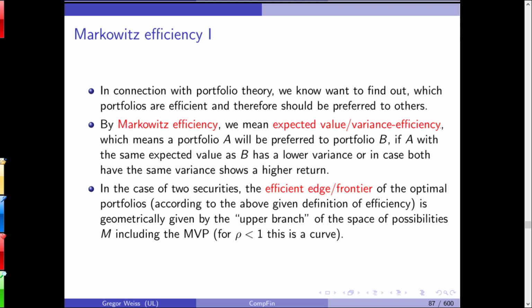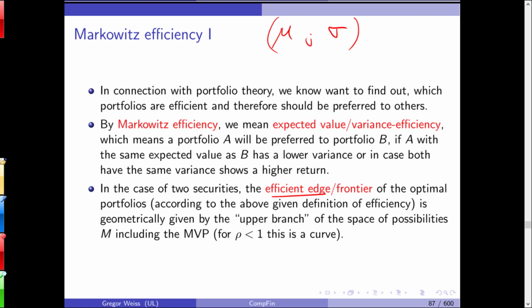So this is Markowitz efficiency, expected mean variance efficiency. If you have the same expected value, choose the portfolio or the asset with the lower volatility. If you have the same variance, the same volatility, choose the asset with the higher expected return. Yeah? That's also referred to as mu sigma efficiency or mu sigma dominance. It's the efficient edge or the efficient frontier.